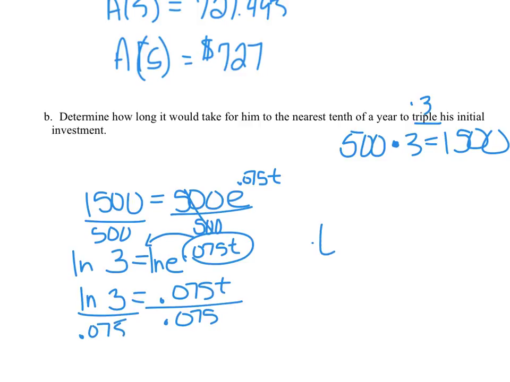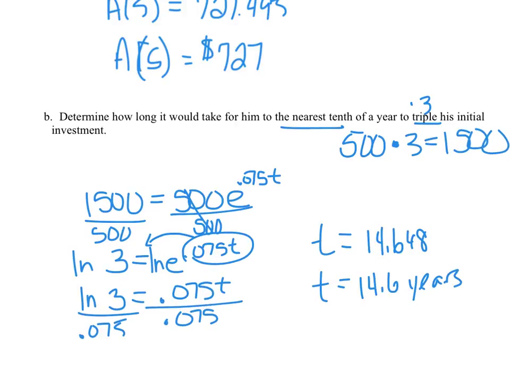And I get t is equal to 14.648. And to the nearest tenth of a year, that is 14.6 years. When they say nearest, they mean you're supposed to round correctly.